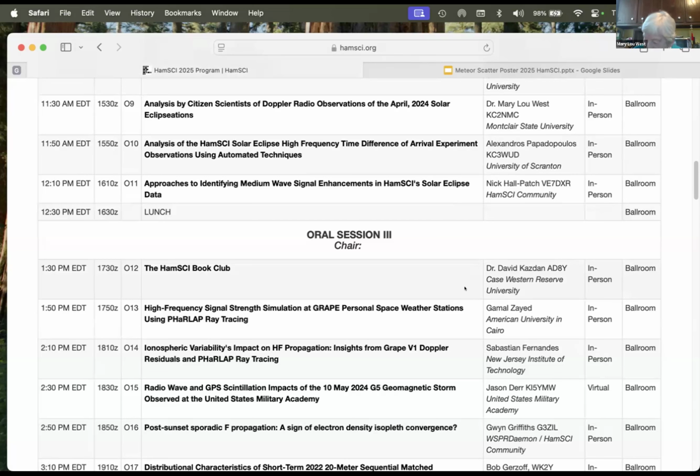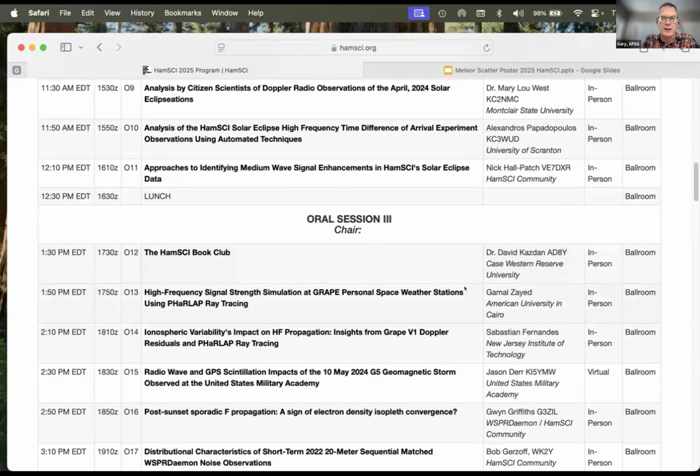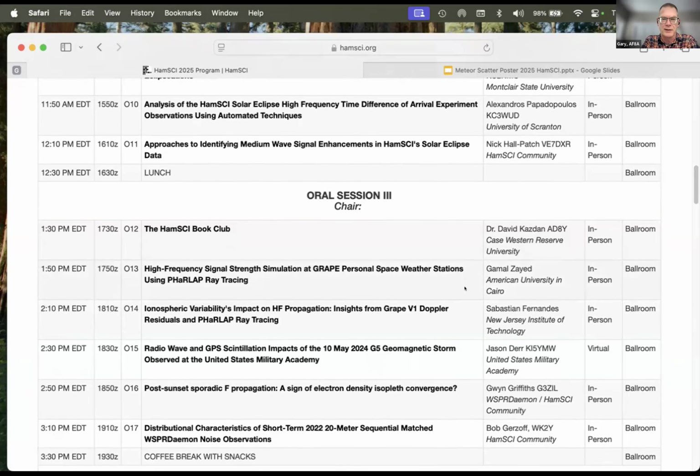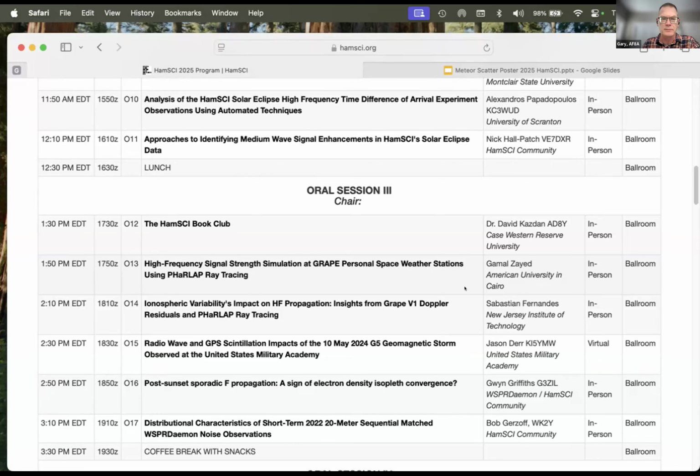And then we'll have one speaker, one of Nathaniel's students from the University of Scranton, talking about the experiment he worked on, which was led by Steve Serwin. And then Nick Hall Patch, who's been very dogged about initiating, following through, and collecting data for the medium wave portion of the spectrum. So Nick will be joining us from British Columbia, which is a good thing.